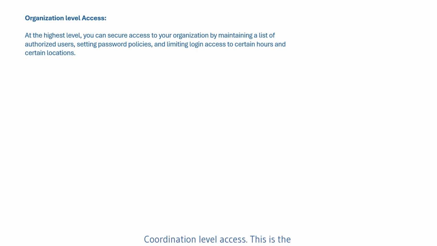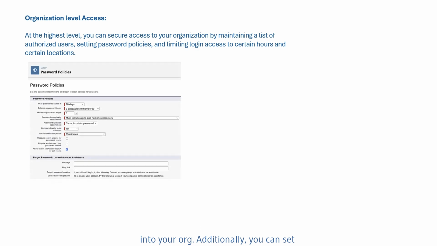Organization level access. This is the highest level where you can secure access to your organization by maintaining a list of authorized users. So basically you can create a user and they will have the login credentials to log in to your org. Additionally, you can set up password policies to define the password length, the maximum invalid login attempts, or whether to enforce password history. So the different options are listed here that you can configure.